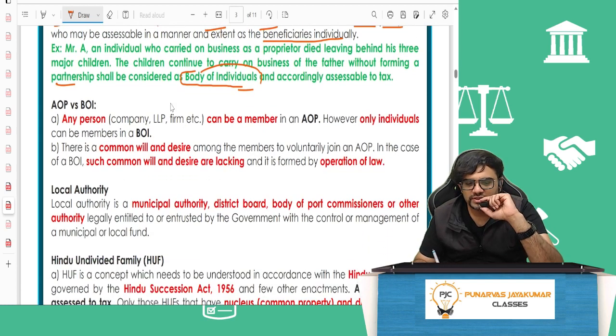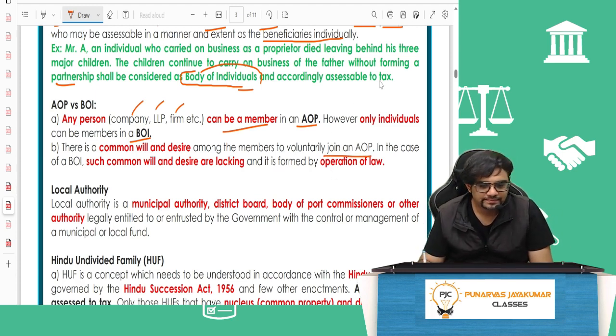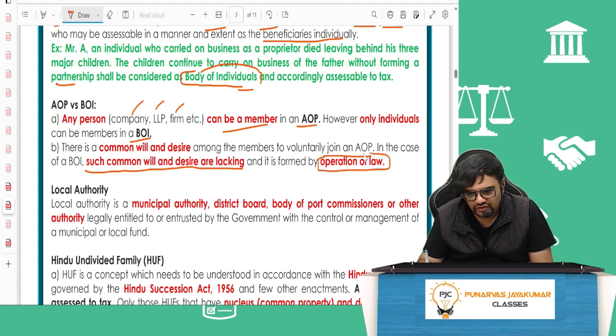So if you see, any person, company, LLP, firm, etc. can be a member in an AOP. However, only individuals can be members in a BOI, as we know already. There is a common will and desire among the members to voluntarily join an AOP. As I told you, there should be an intention to make profits. In the case of a BOI, however, such common will and desire are lacking and it is formed purely by operation of law.